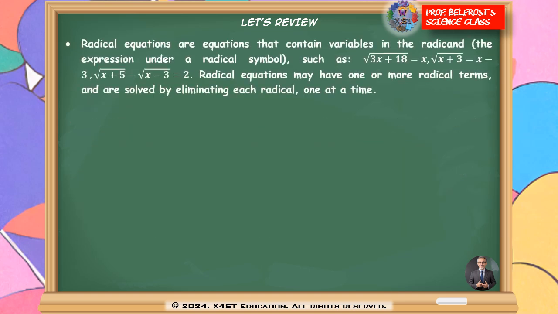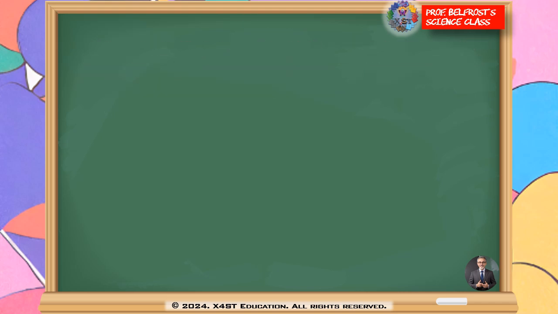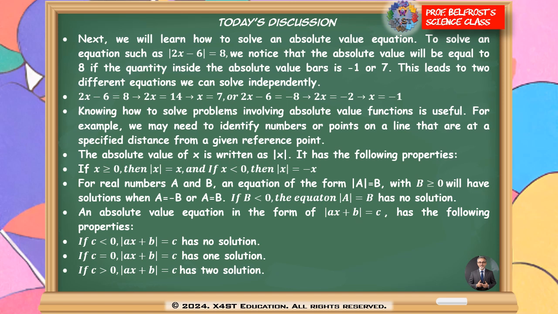What's a radical equation? Radical equations are equations that contain a variable in a radical, such as the square root of 3x plus 4 equals x, and so on. Radical equations may have one or more radical terms and are solved by eliminating the radicals one at a time. Done with the review. Let's move on to today's lesson.